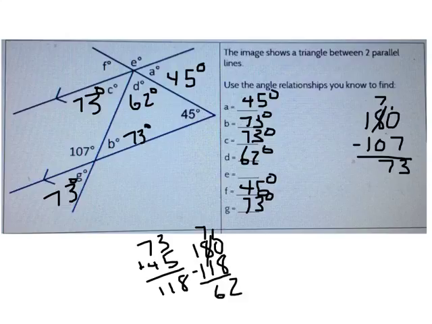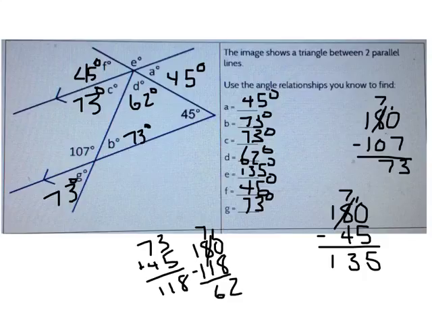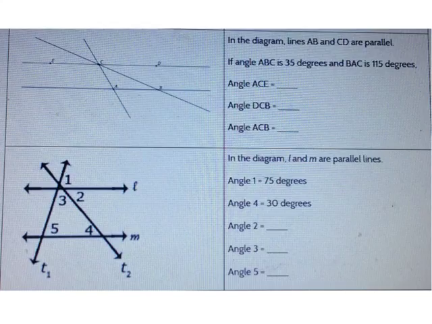Now I can solve for E. I know that E is on a straight line with angle F. So 45 plus E equals 180. To solve for E, I can subtract 180 minus 45. Go ahead and do that now. Angle E is equal to 135 degrees. So even though I only started knowing two angles, I can solve for every other angle based on what I know about parallel lines and triangles.